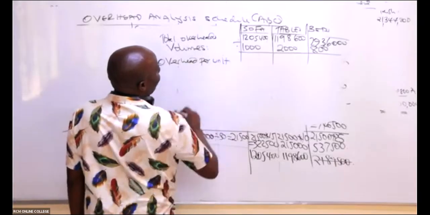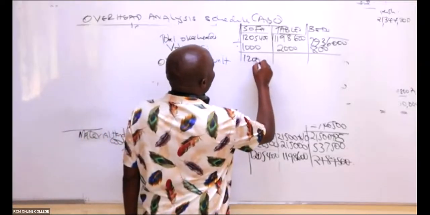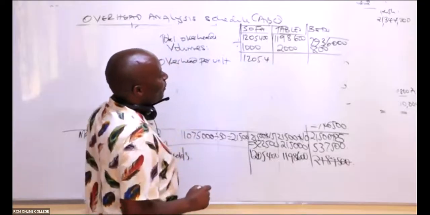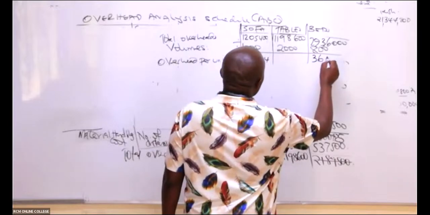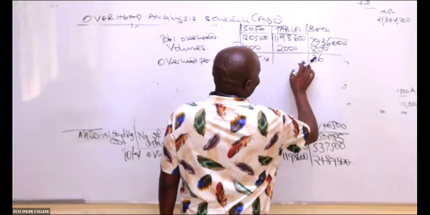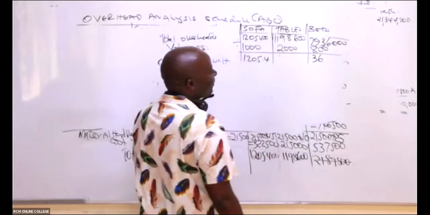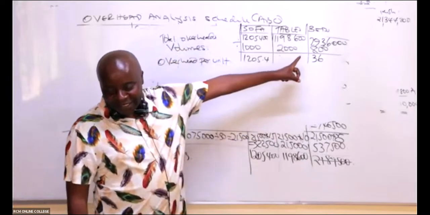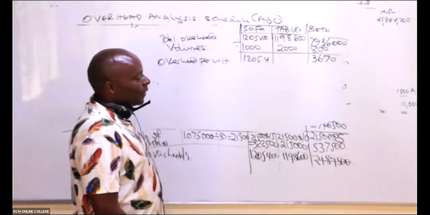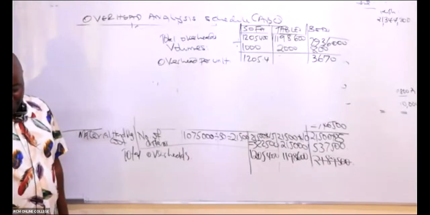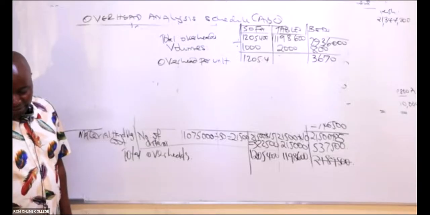So that means you divide, isn't it? Overhead per unit. So then this will be 1205.4. The second one, 36,70. How about the tables? 29,000, 36,000.